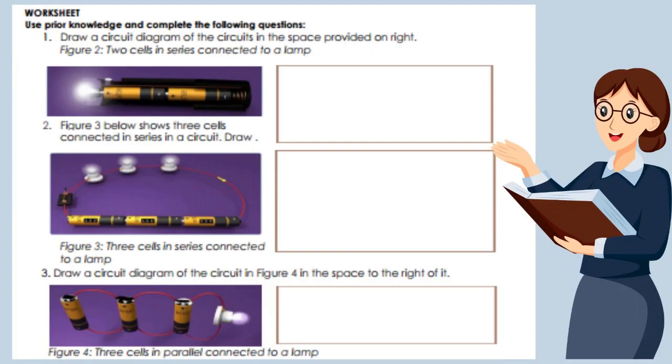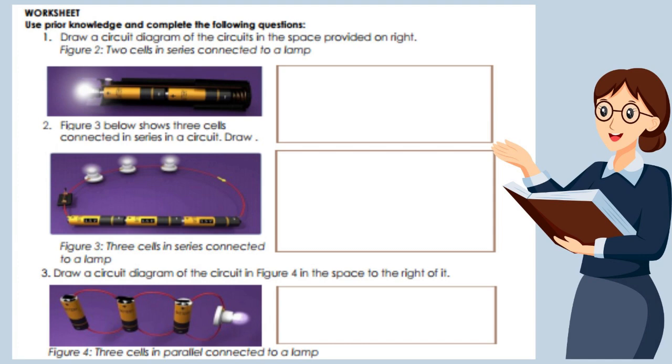Worksheet. Use prior knowledge and complete the following questions. 1. Draw a circuit diagram of the circuits in the space provided on right. Figure 2. Two cells in series connected to a lamp. 2. Figure 3 below shows 3 cells connected in series in a circuit. Draw. Figure 3. 3 cells in series connected to a lamp.